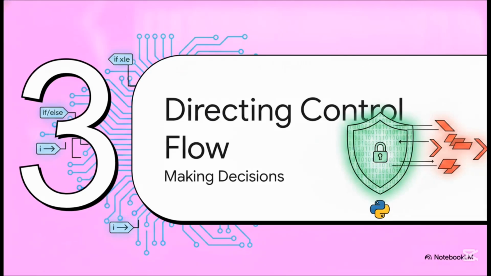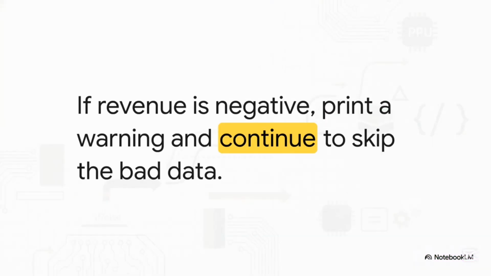Which brings us to Section 3, directing control flow, or making decisions. This is where your program stops being just a glorified calculator and starts actually making decisions. Control flow acts as a logic gate, and honestly, more importantly, it's a shield against bad data.